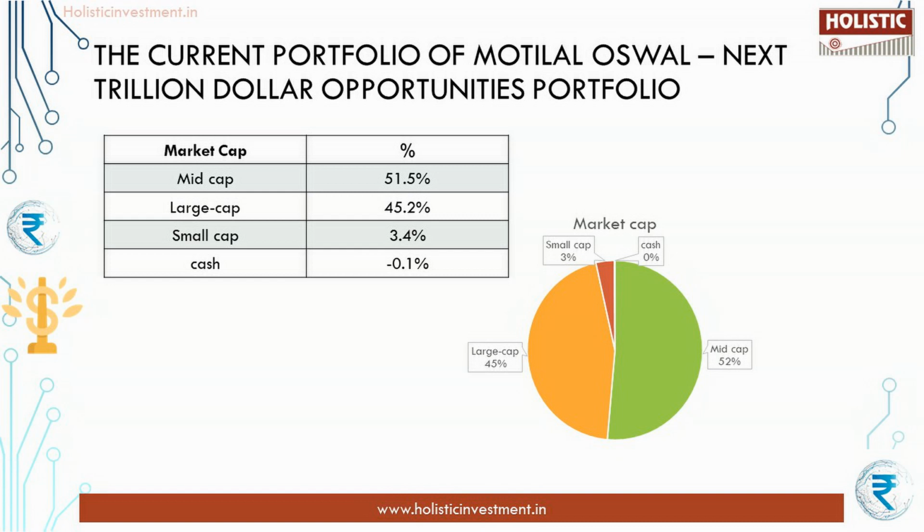Now let us look at the market cap. As mentioned before, this product predominantly invests in mid-cap and large-cap stocks, and its allocation amounts to 51.5% and 45.2% respectively. Now, fee structure.